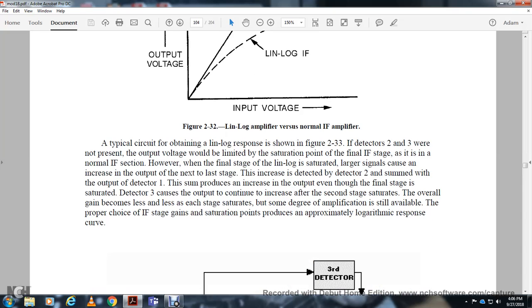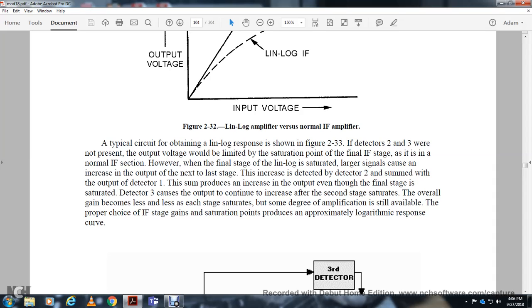A typical circuit to obtain a logarithmic receiver response is shown in figure 233. The detectors 2 and 3 are not responsive when no large signal is present. The output voltage is not limited by the saturation point. The normal intermediate frequency is the output of the final stage of the logarithmic receiver, which is saturated by a large signal, with the increase of the output going to the next large stage.